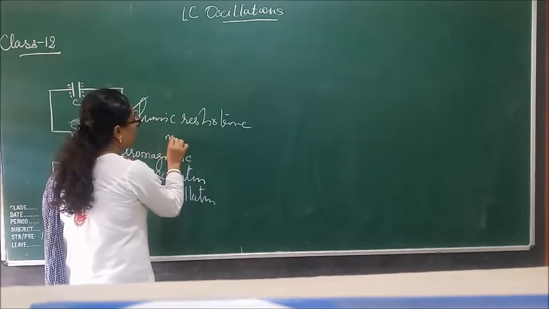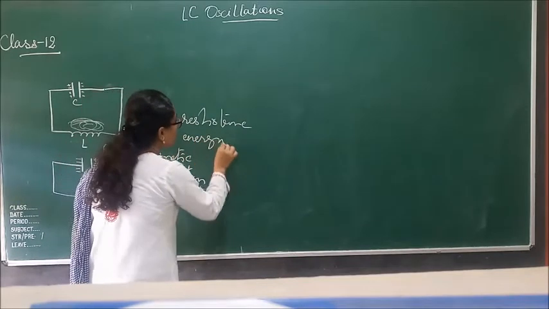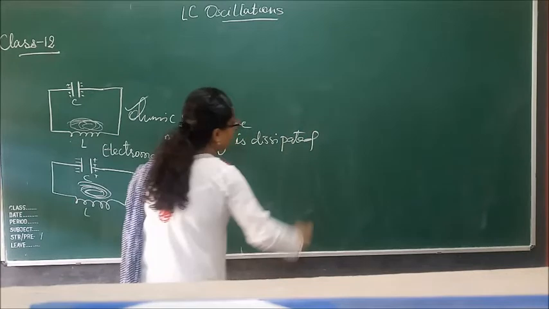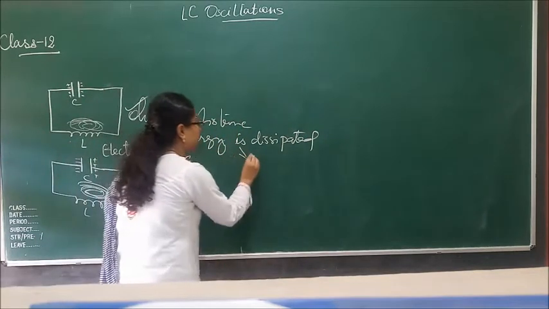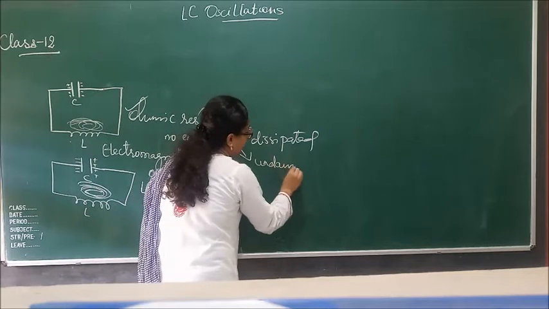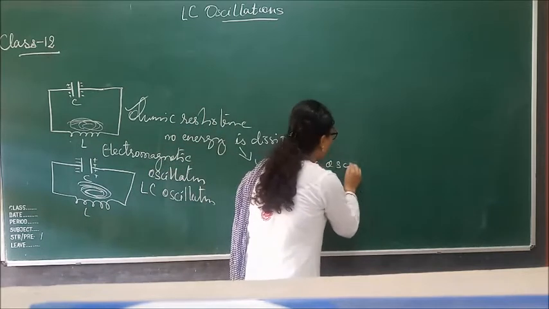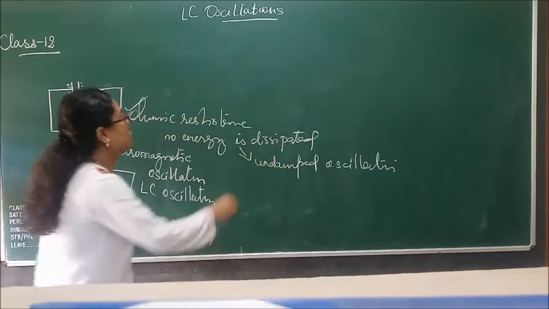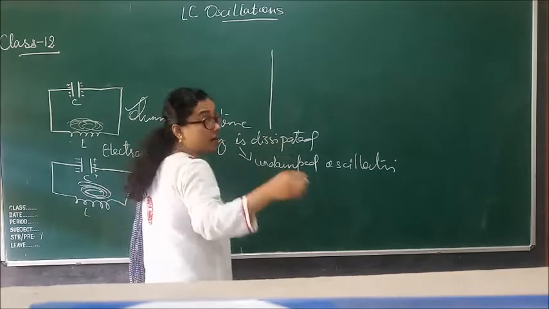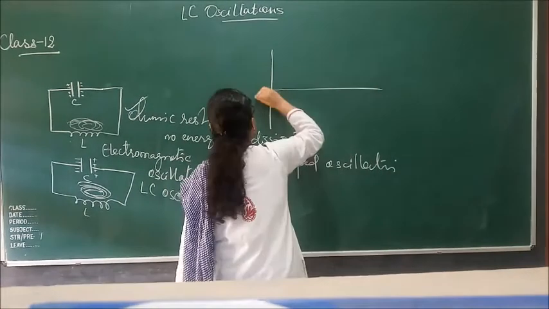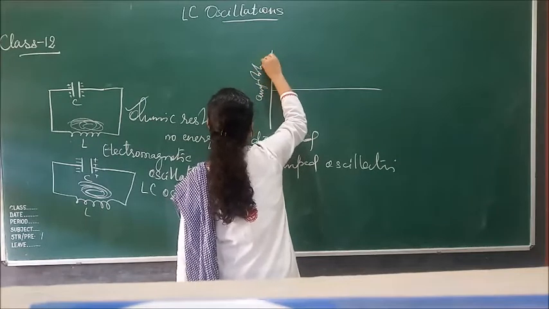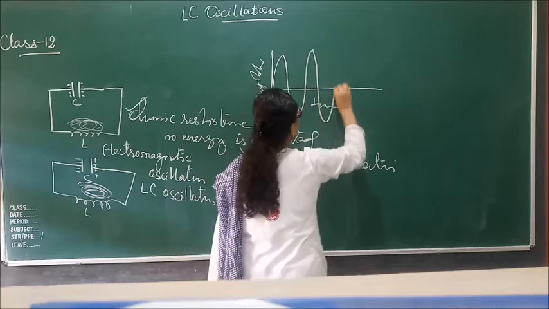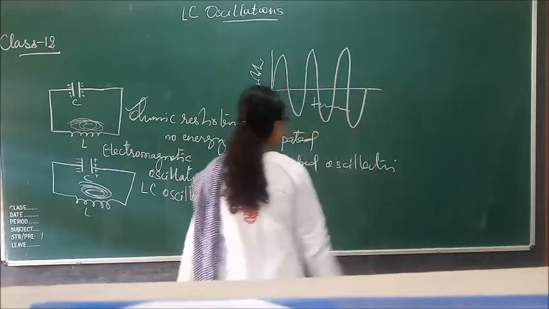no energy is dissipated, and you will experience the undamped oscillation. If you see this graph, then you get the undamped oscillation. The graph is like this. This is the amplitude, and this is the time. This is your graph. Undamped means energy is not dissipated.